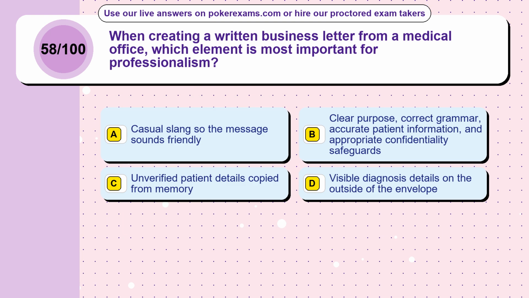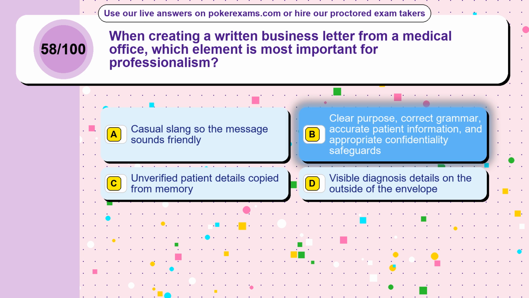Question 58. When creating a written business letter from a medical office, which element is most important for professionalism? Option A. Casual slang so the message sounds friendly. Option B. Clear purpose, correct grammar, accurate patient information, and appropriate confidentiality safeguards. Option C. Unverified patient details copied from memory. Option D. Visible diagnosis details on the outside of the envelope.